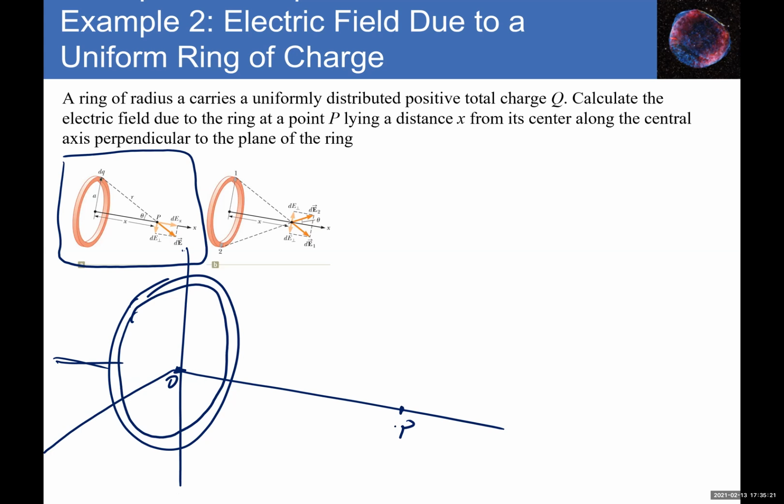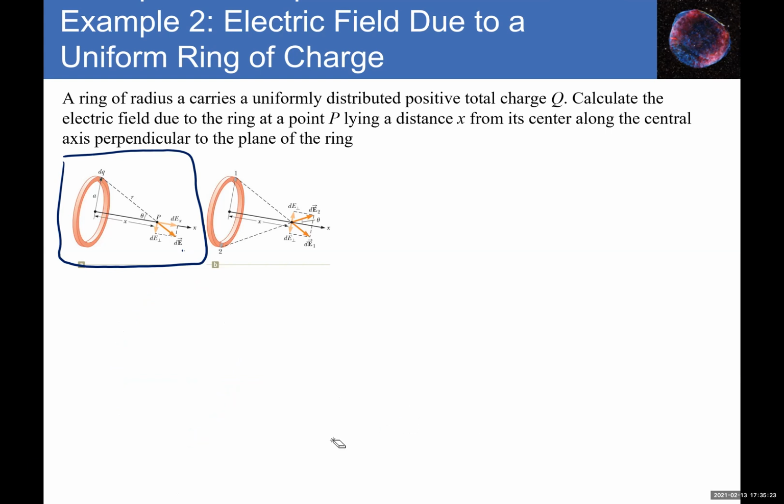All right, so again, first of all, we try to recognize what type of problem we have. Obviously, this is charge distributed around the ring. That means it's a uniformly distributed positive total charge Q, so this is a continuous distribution. This is the point of interest. I choose some small element right there, and I can say dq is its charge, and dl is its size.